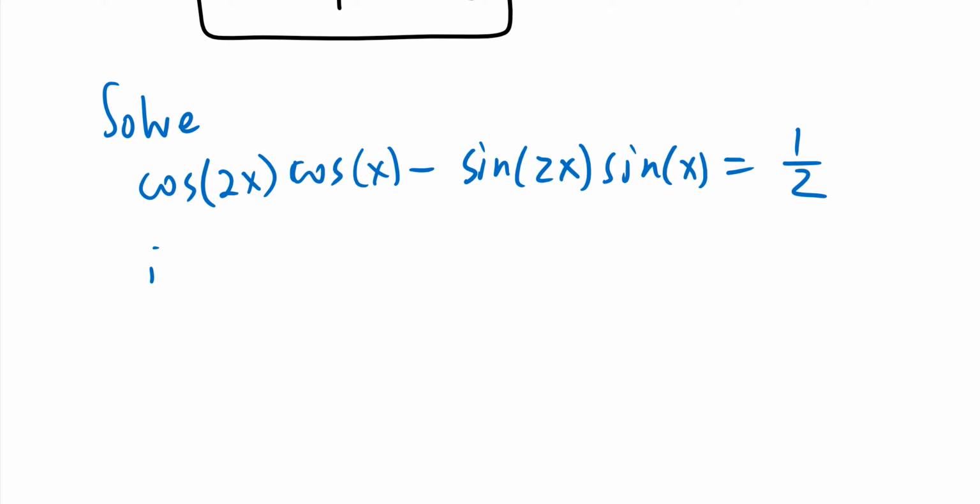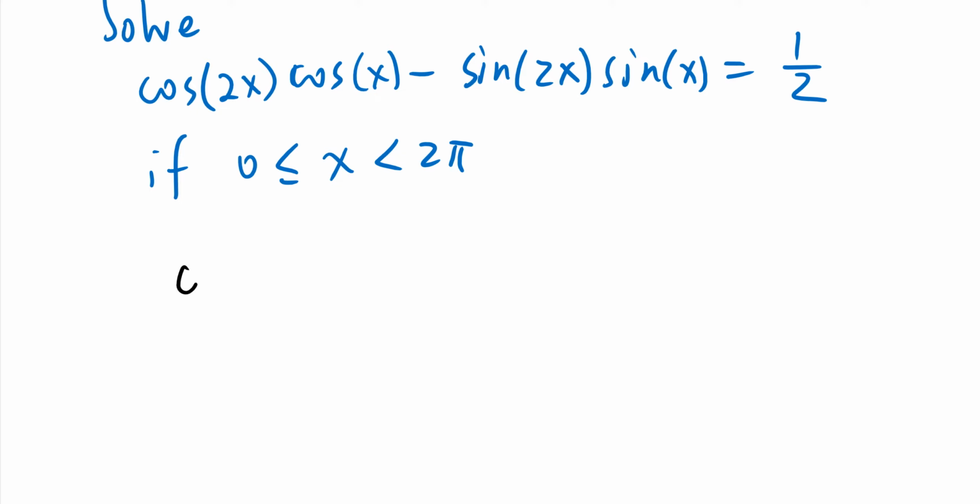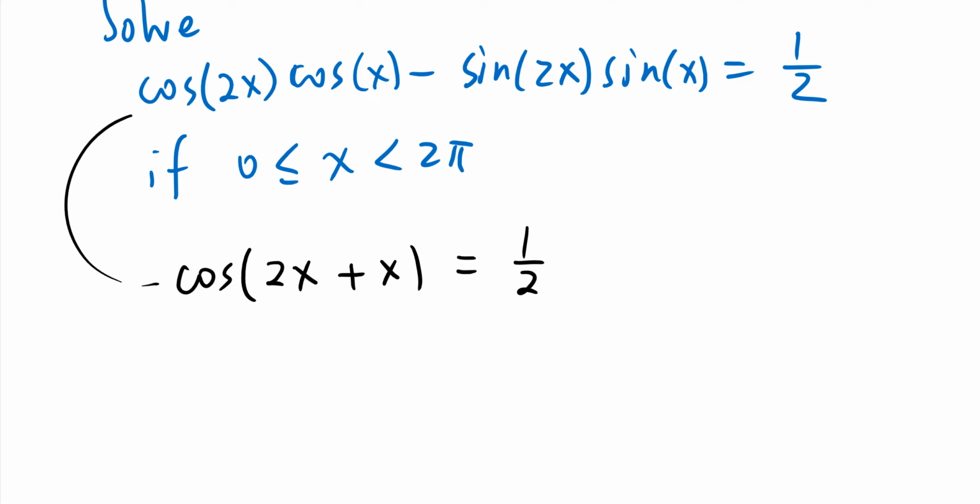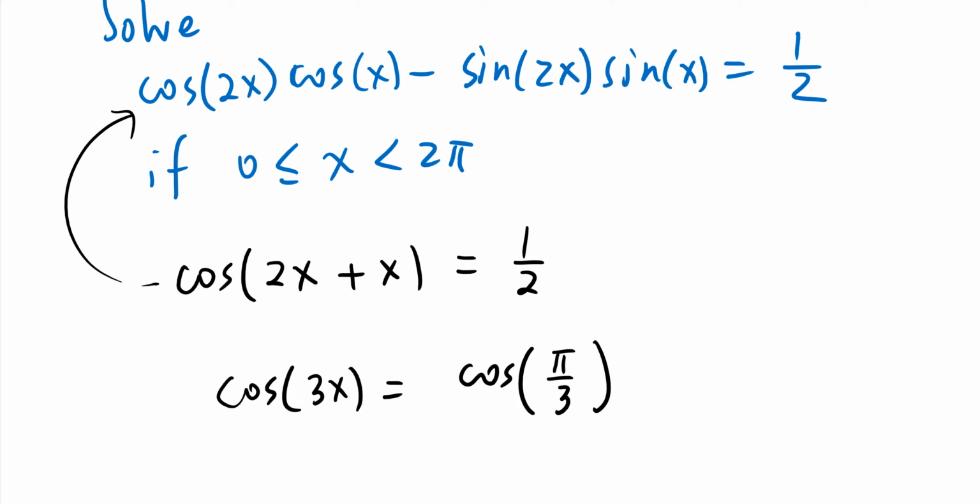But before that, let's restrict the values of x from 0 to 2 pi. This can be written as cosine of 2x plus x, and keep the 1/2 the same. So go back to the formula that says cosine alpha plus beta. It's cosine minus sine. So if you go backwards, you will see that you got that. So on the left side, we get cosine 3x is 1/2. And what is the smallest angle whose cosine is 1/2? That's 60 degrees, or pi over 3 radians.